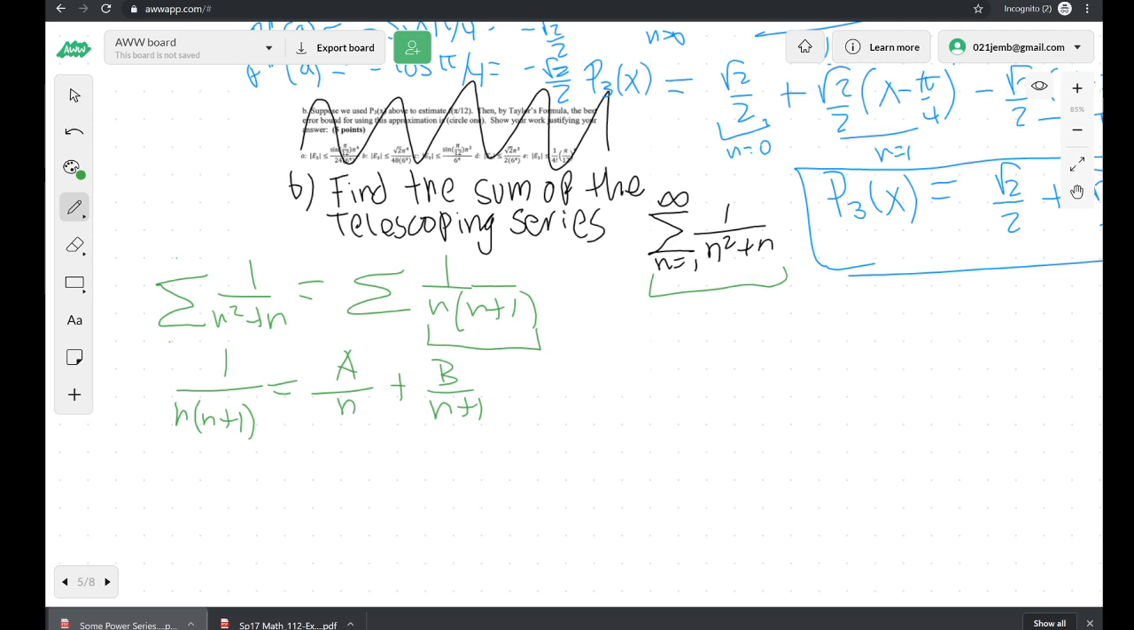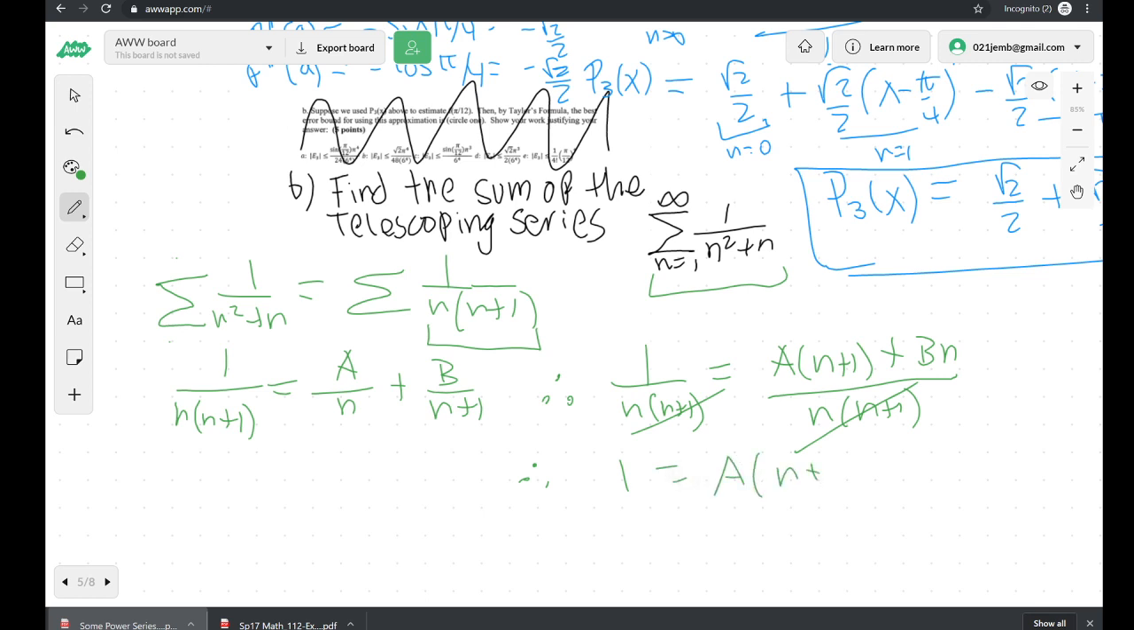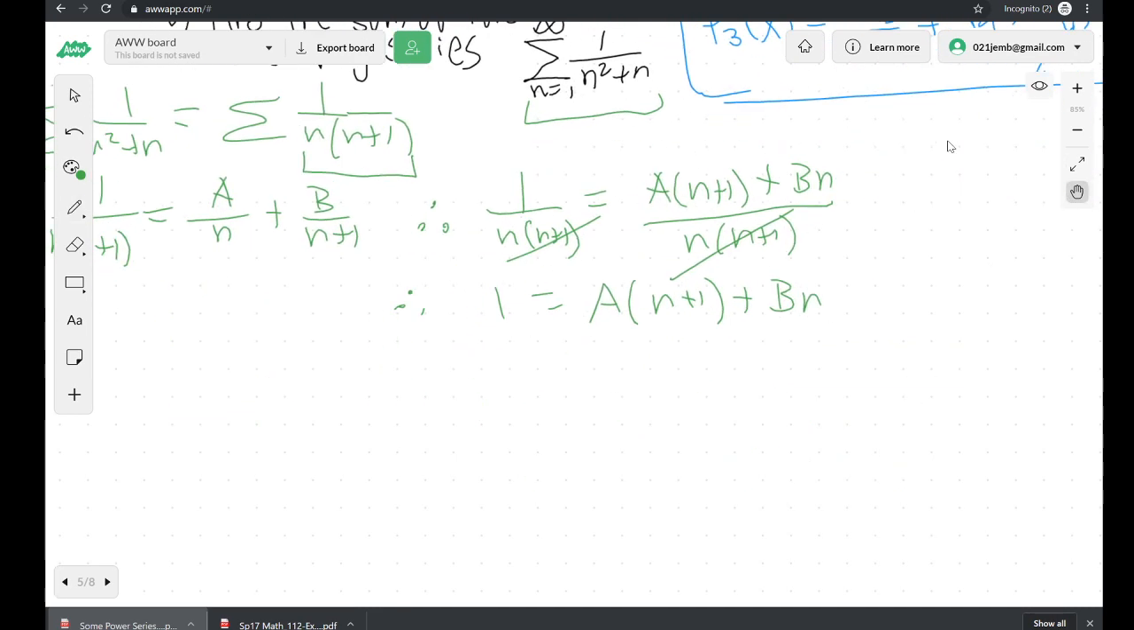Now we find the least common denominator, and we get that 1 over n times n plus 1 is equal to a times n plus 1 plus b times n, all of that divided by n times n plus 1. This cancels out, and so we get that 1 is equal to a times n plus 1 plus b times n. And you could solve this in two ways.